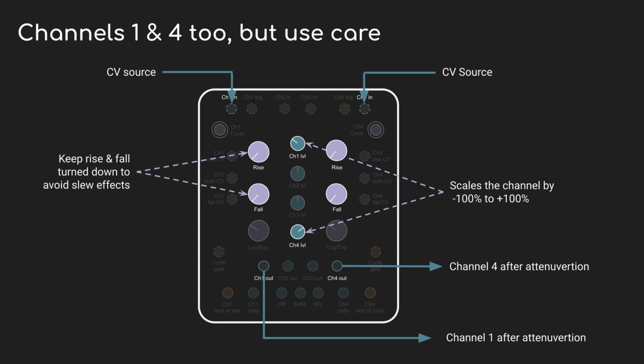Another difference is that the attenuverters on channels 1 and 4 will only scale up to the original level. There is no amplification. Channels 2 and 3 can go up to 125%, but channels 1 and 4 are restricted to just 100%.